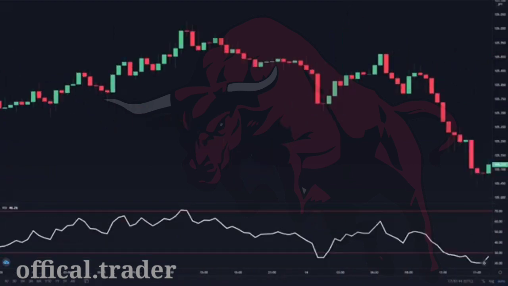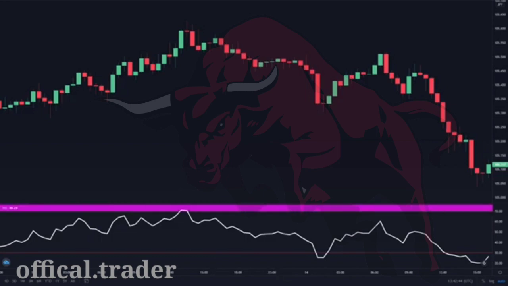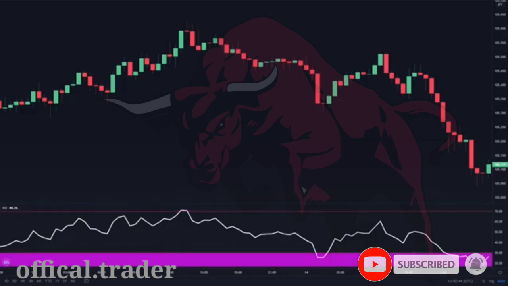If you open the RSI indicator, it displays a single line and 2 points, the 70 and the 30 point. If the RSI is above the 70 point, the market is considered overbought. And if the RSI is below the 30 point, the market is considered oversold.